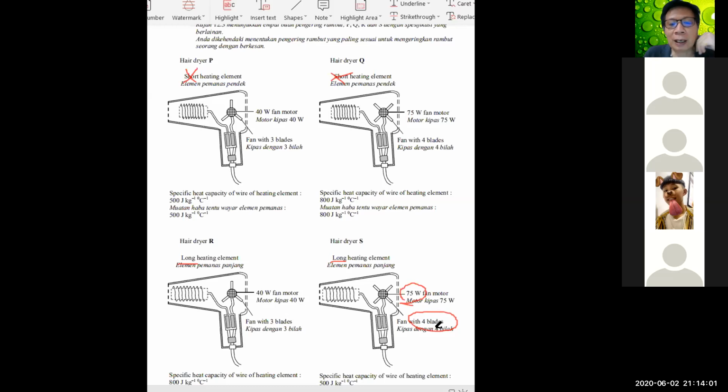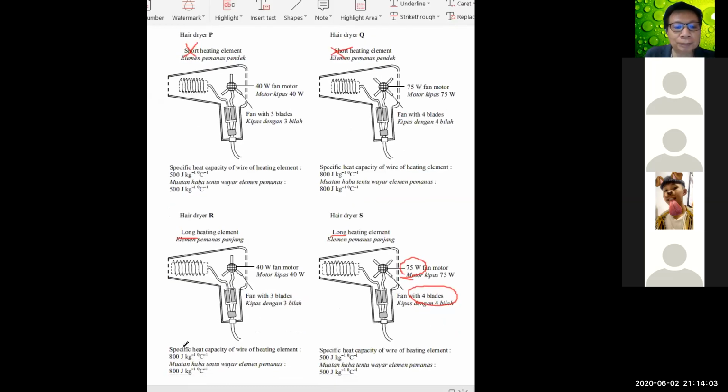Then how to get 10 marks? One more: specific heat capacity of the wire heating element. For this wire heating element, do you choose a big specific heat capacity or a small one? I think we have to choose a small one, isn't it? Why do we choose the wire with small specific heat capacity? Must be a reason, you know.